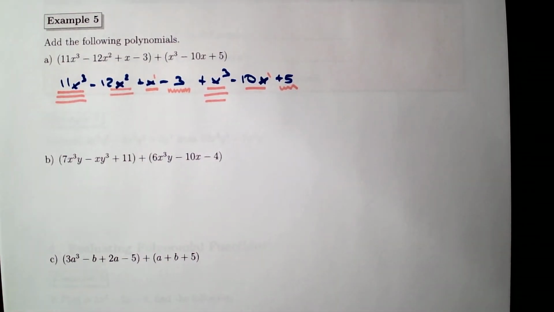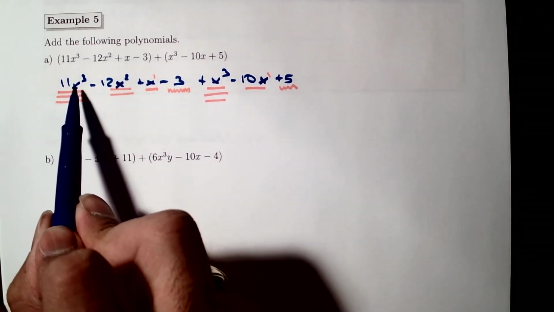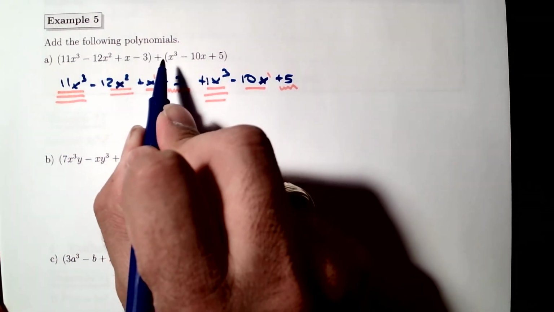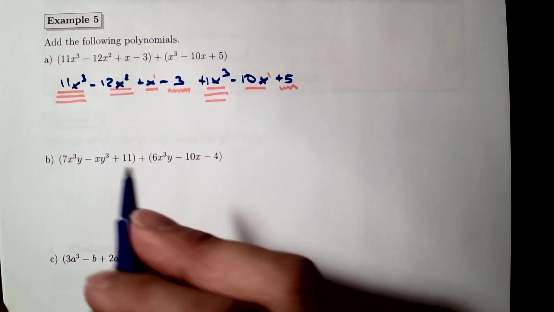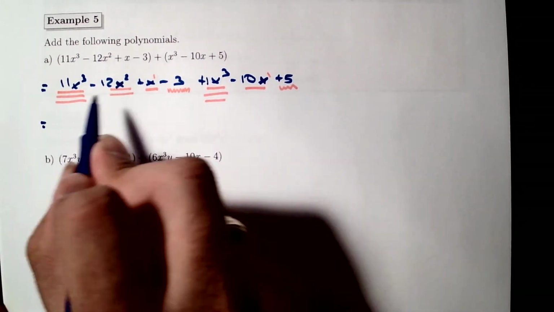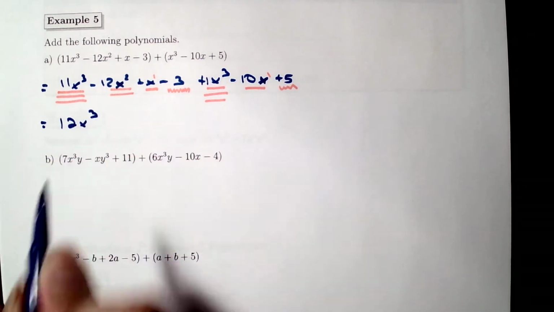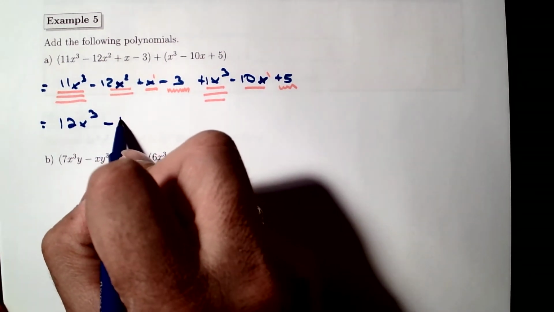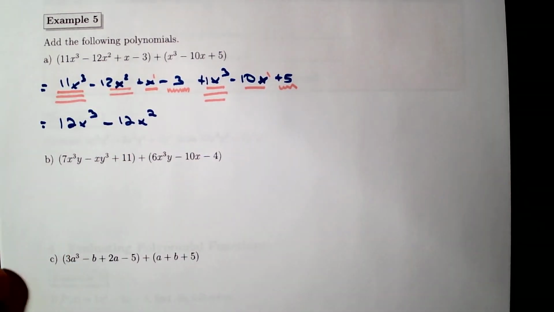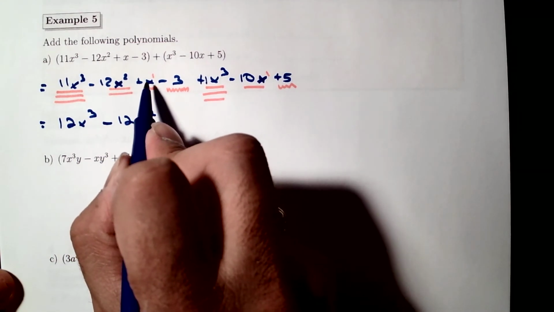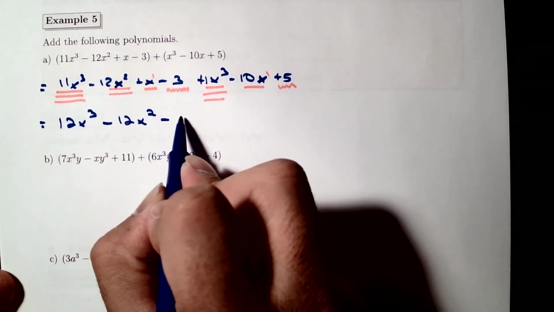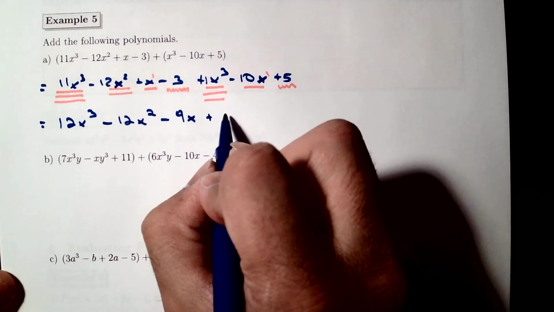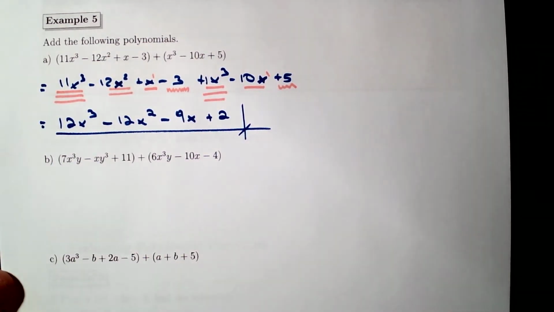Then I'm going to combine the like terms. I'm going to combine 11 plus an invisible 1, if you will. You see there's no number in front of the x cubed; it's understood to be a 1. So that's 11 plus 1, a 12x cubed. Now the square term: negative 12 is the only one, so we don't combine it with anything else. Now I'm going to combine the x's: 1x minus 10x is a negative 9x. Then negative 3 plus 5 is a positive 2. Final answer. We're done combining like terms.